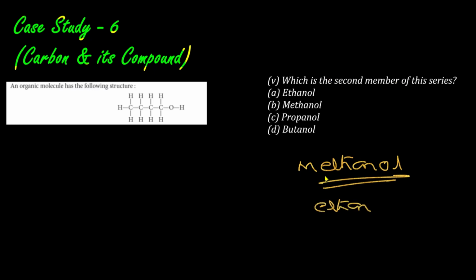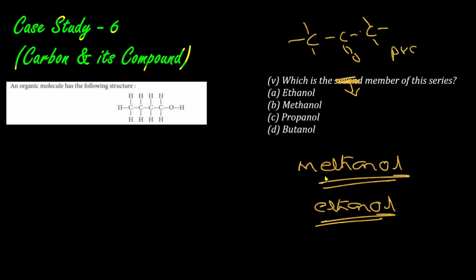But remember, not every homologous series starts with one carbon atom. Like in the case of ketone, the first member will not start with one carbon atom. It has 3 carbon atoms as the first member. Once again, the first member of the ketone homologous series will not start with 1 or 2 carbons, it starts with 3, and in that case it is propanone, right? Now we'll come to the next case study, 7.